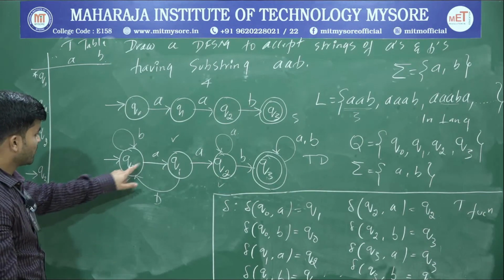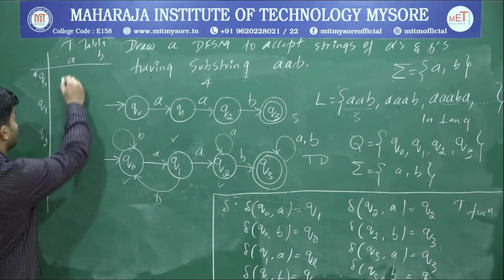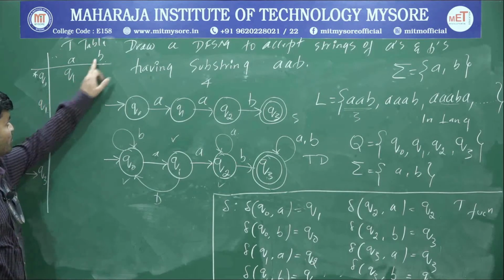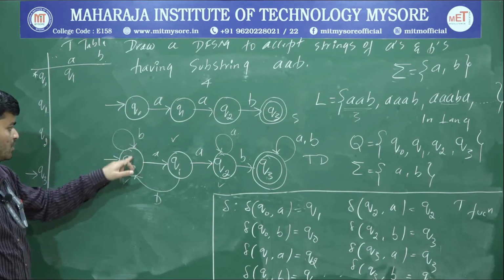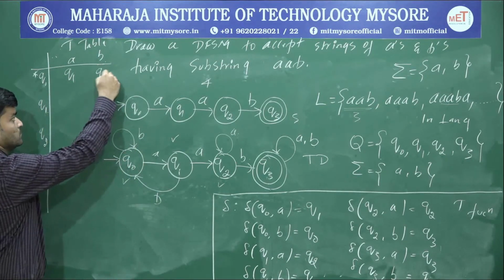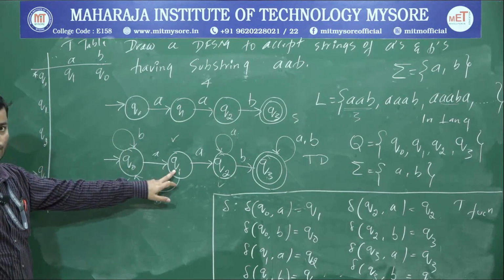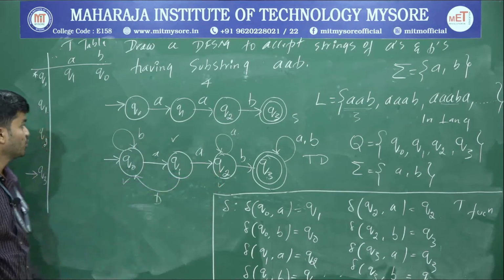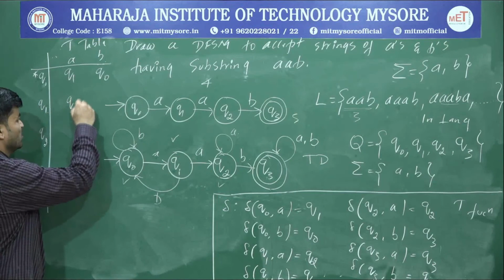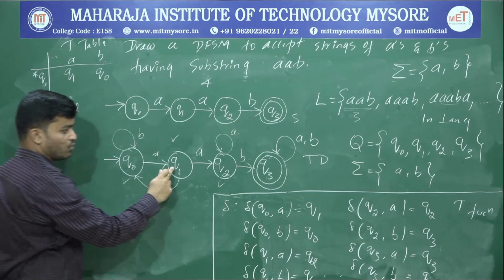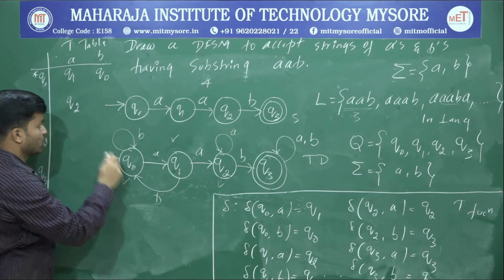Okay, so what is Q0 upon A? Q0 upon A is Q1. Q0 upon B is again Q0. Now go with Q1. What is Q1 upon A? Q1 upon A is Q2. Q1 upon B is Q0.